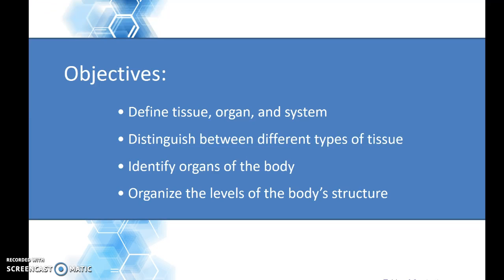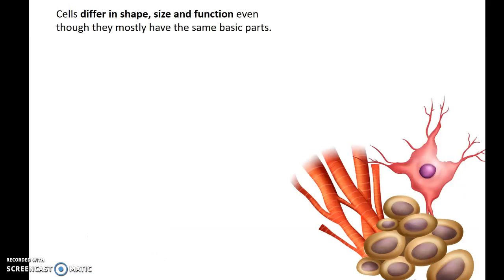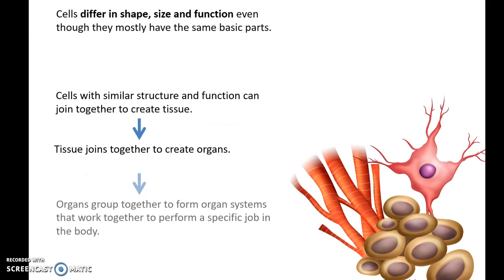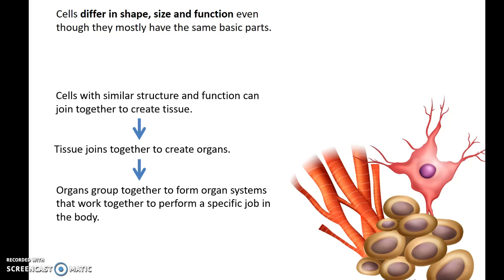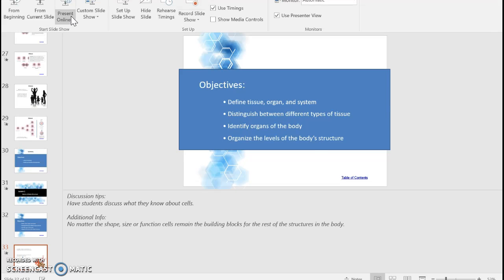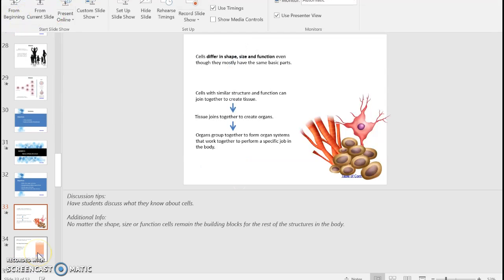Alright, so we're going to start looking at the first page in our interactive notebook, the 4 levels of organization in a multicellular organism. Okay? So, every living organism begins with a cell. Cells are the basic living unit of an organism.